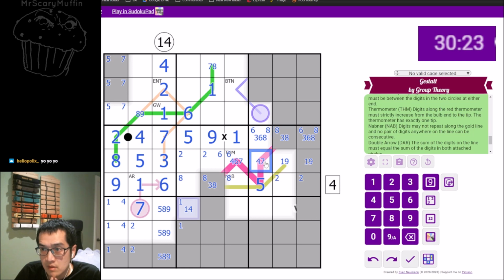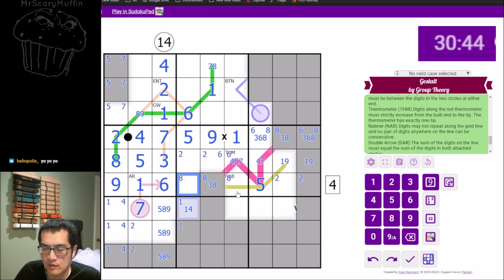8, 7, 3, 6. That means the 4 is here. 4, 5, could be 7, 8, or it could be 2, 4, 5, 8, 7 here. Okay, there's a lot of combinations that can work. So let's not dwell on it too much.